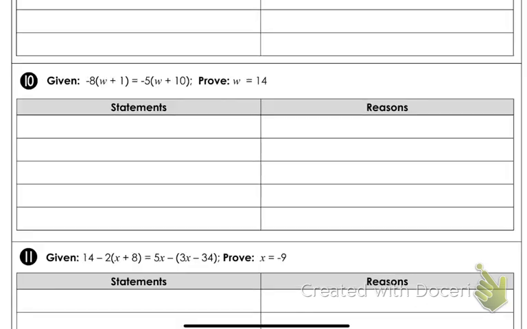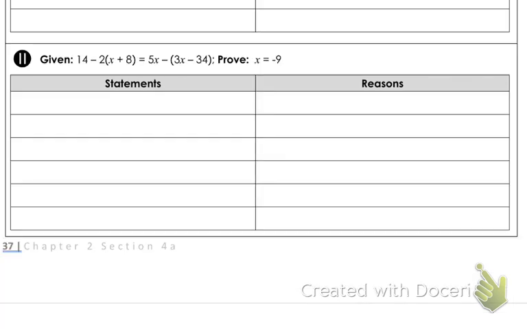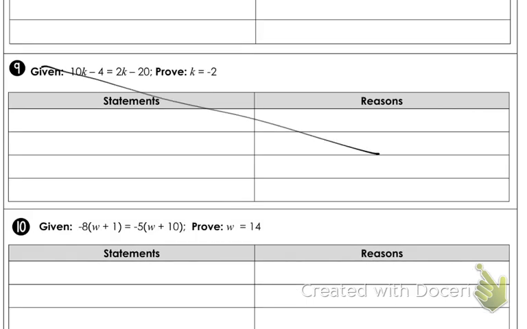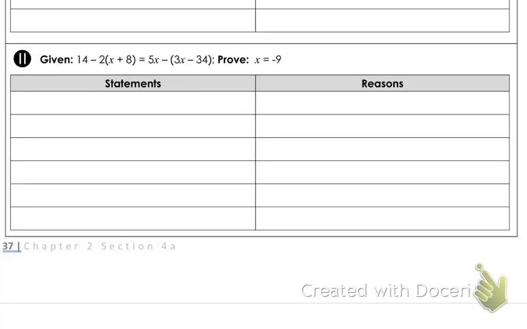All right, I think we're going to skip 9 for right now. Let's just do 10 and 11 on our own or within your group. Just for time-wise, we'll skip number 9. Let's try 10 and 11 on our own.